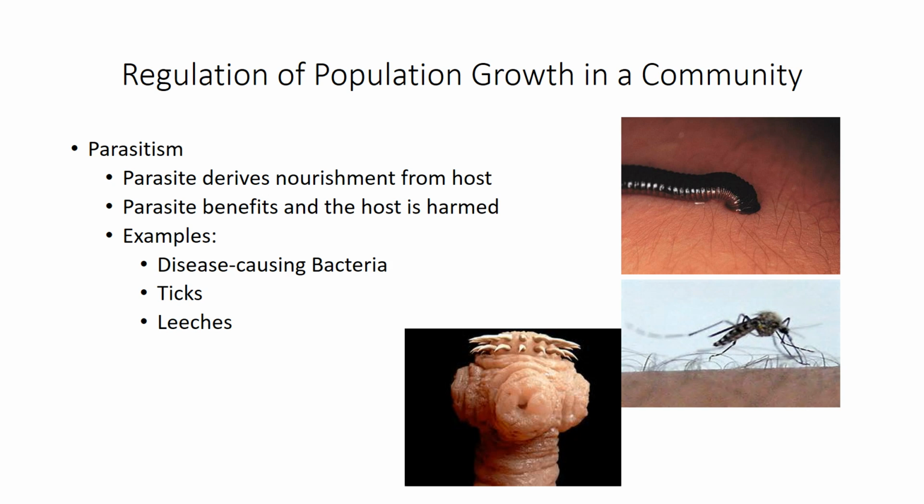Things like ticks, leeches, mosquitoes. Here's a picture of a tapeworm at the bottom here. You can also have mistletoe on a tree. Mistletoe is actually a parasite because it will eventually wrap around the tree and really choke it to death if it really gets too big. Things like that.